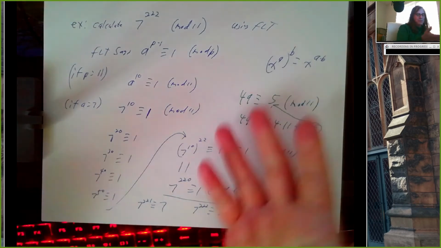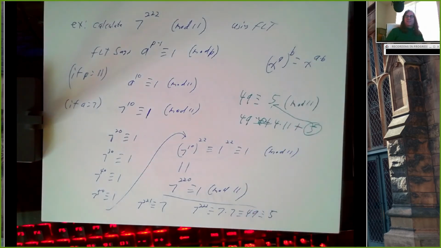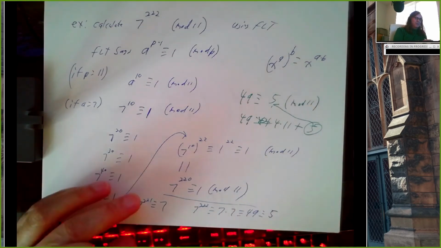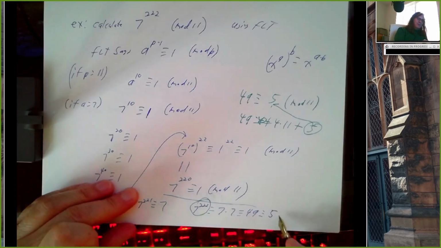Right, so it's congruent to whatever the remainder is when you divide by 11. And so how does that help us calculate 7 to the 222nd? Because if 7 to the 222nd is congruent to 7 times 7, which is congruent to 49, which is congruent to 5, these congruences are transitive. So this is congruent to 5.